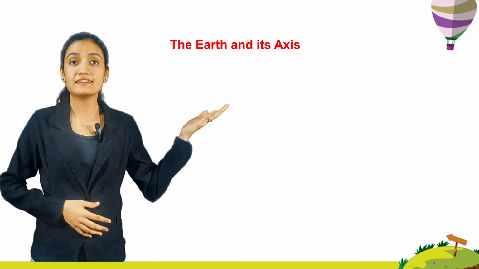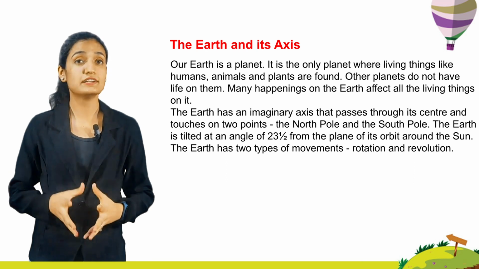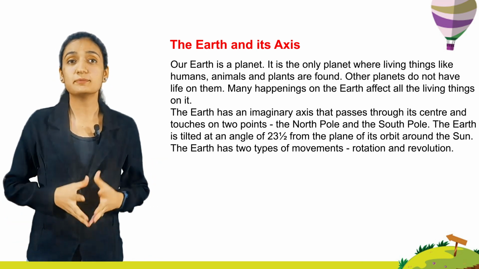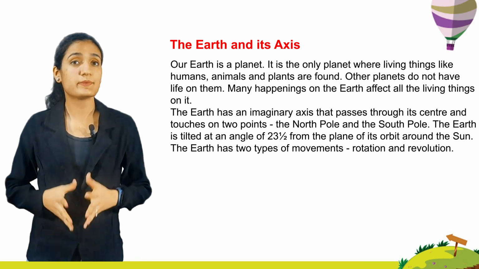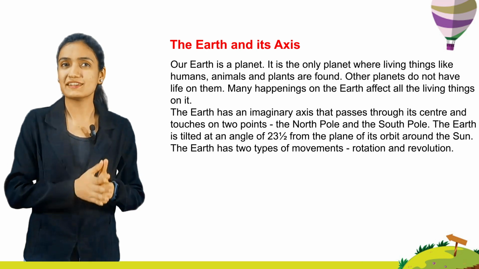The earth and its axis. Our earth is a planet. It is the only planet where living things like humans, animals and plants are found. Other planets do not have life on them. Many happenings on the earth affect all the living things on it.